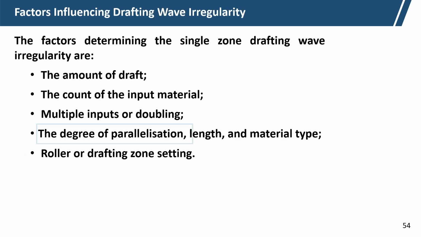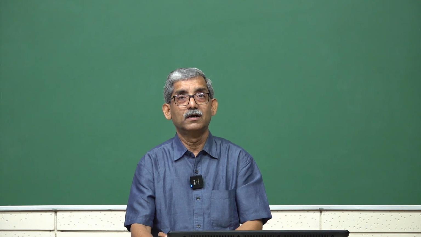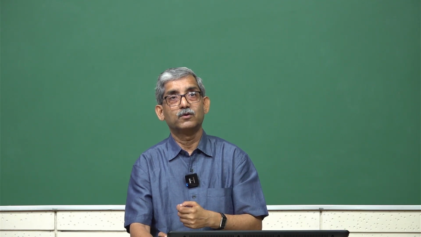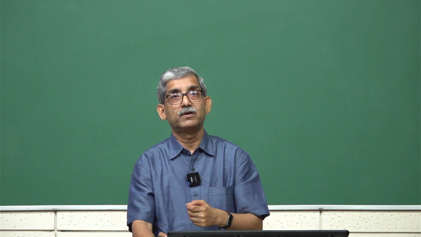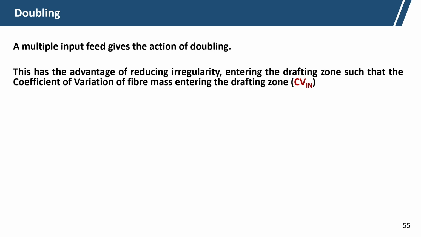Now, the next factor is the multiple input or doubling. So, if we increase doubling, like in the draw frame, there will be a reduction in the irregularity in the output sliver. So, multiple input has the advantage of reducing irregularity entering the drafting zone, such that the coefficient of variation of the entering fiber, CV in, is reducing.